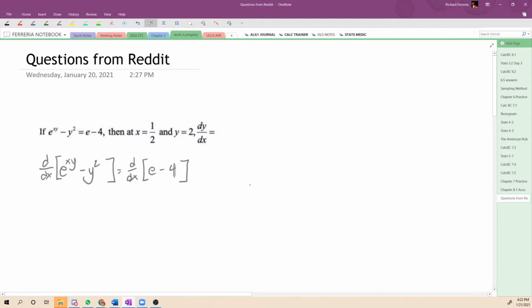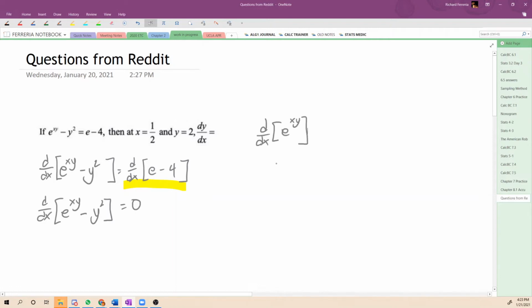Now, taking a look at the left and the right, I look at the right side, and I see that that's constant. E minus 4 is just a number. I mean, e is about 2.7, 2.7 minus 4, I think that's negative 1.3. So the derivative of just any plain old constant is just 0. Okay, so the left side then, we're going to take a look at each one of those separately.